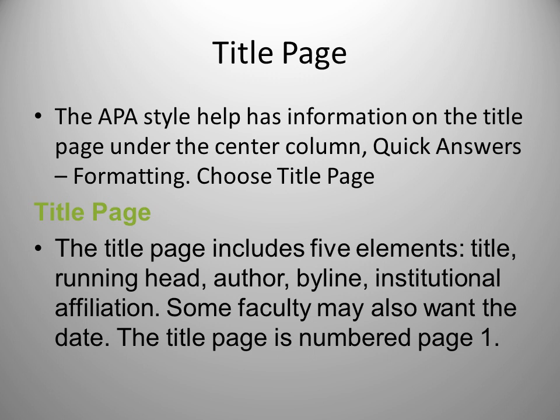So if you go to the column in the center marked Quick Answers, Formatting, and choose the title page, you'll see information that's relevant to making your own title page. And the title page includes 5 elements: the title of your paper, the running head, which we'll talk about in detail, the author, which is you. If you have a byline, you'll put that in, and your institutional affiliation.